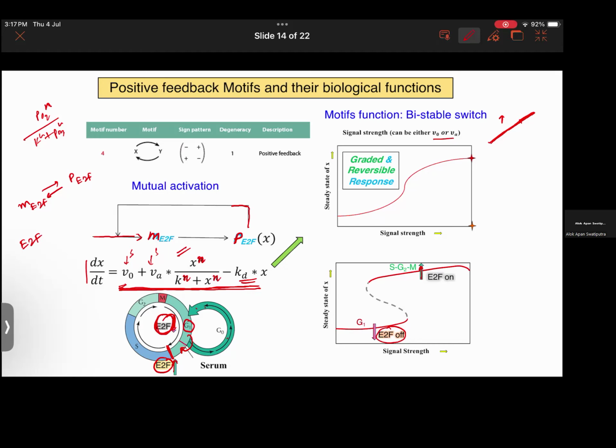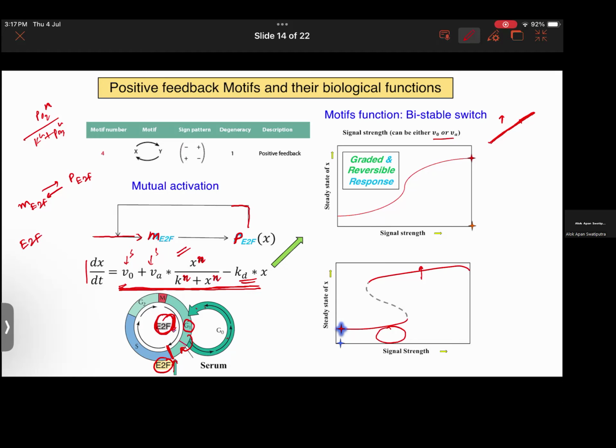When it is off, that means it is low, so the cell is still stuck in the G1 phase. Once you switch to the high value of E2F, the E2F is switched on, you transit to the S phase. So the low E2F determines the G1 phase, and the high E2F determines the S phase. Now, earlier you had graded responses. As you increase this, there was a uniform change. It increased almost monotonically.